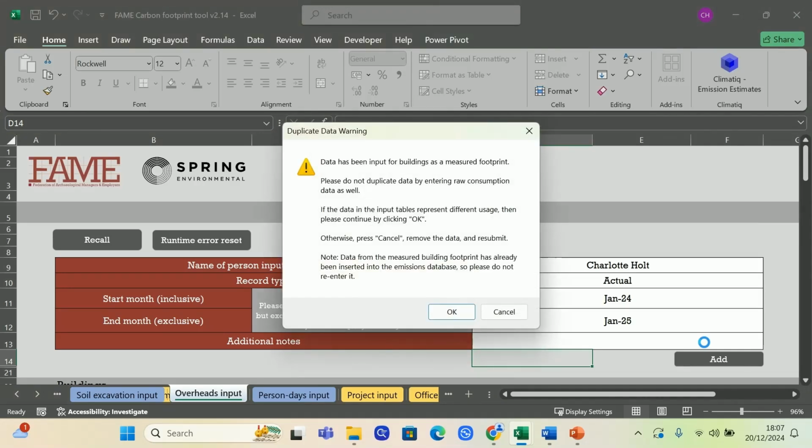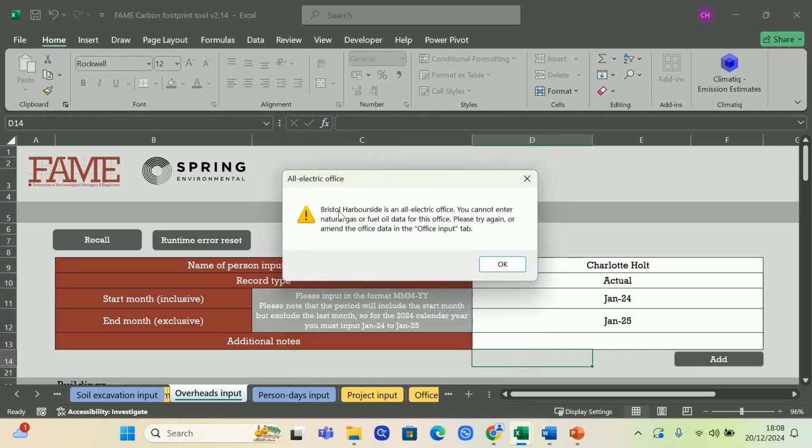So we'll just talk about the duplicate data warning. That's because I entered in option A, B and C for buildings. So it's just saying don't enter raw consumption data as well. And if the data represent different usage, then continue. And then here's an error because in the office input, we input that Bristol Harbourside is an all-electric office.